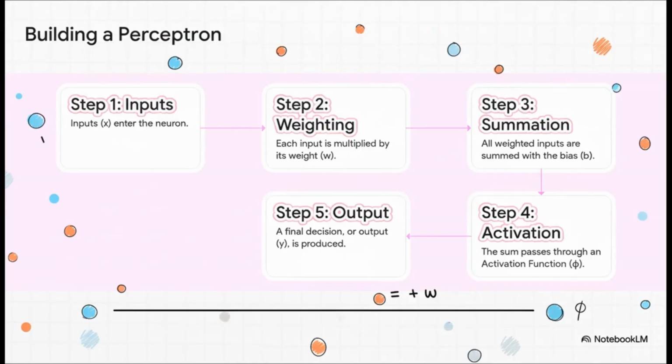All right, so let's put it all together. The inputs come in, each one gets multiplied by its own special weight. Then we just add all of those weighted inputs up, throw in the bias for good measure, and that final number gets pushed into something called an activation function. For our simple perceptron, that function is basically just a gatekeeper. Is the final sum bigger than 0? If it is, bam, it fires a 1. If it's not, it stays quiet and outputs a 0. And that's it. That's the whole process.